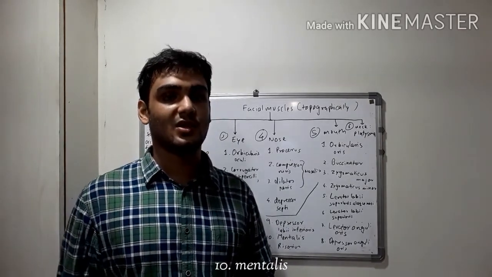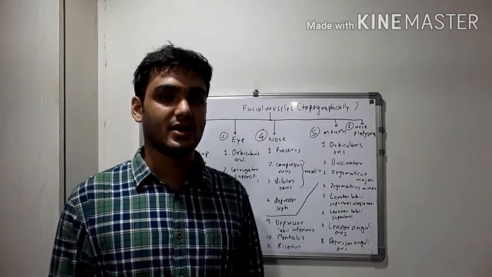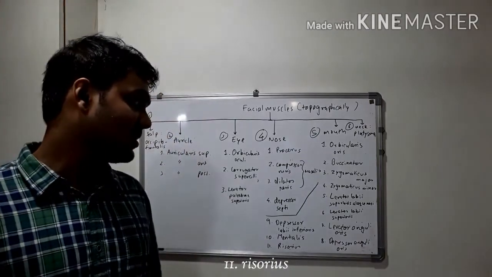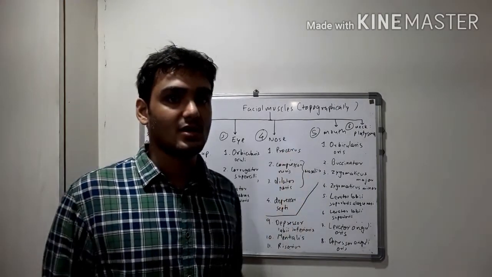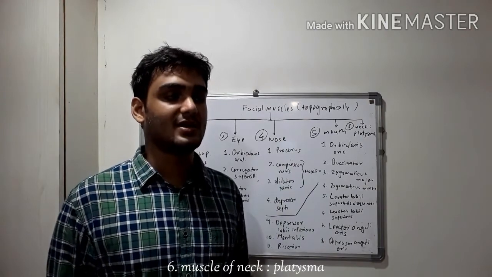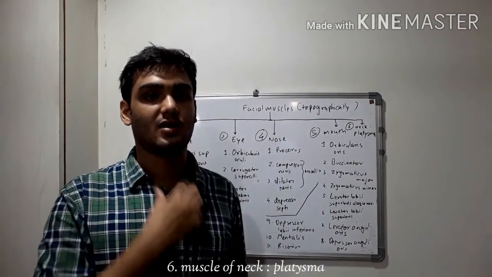And the remaining muscles are the muscle of chin, that is the mentalis, and the risorius. So we have 11 muscles under the heading of muscles around the mouth, and we have 1 muscle, that is the platysma, which is the muscle of neck.